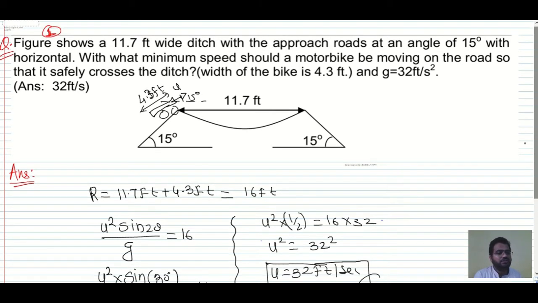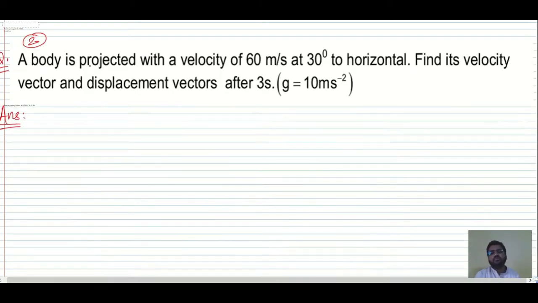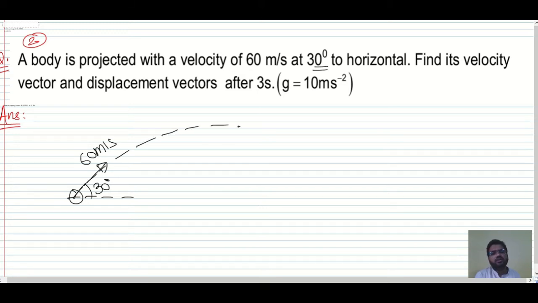Now the next question we have is: a body is projected with velocity 60 meter per second at 30 degrees to the horizontal. Find its velocity vector and the displacement vector after 3 seconds. This is the ball which is thrown with a velocity of 60 meter per second. With respect to horizontal, it is given as 30 degrees. It goes and will hit the ground somewhere here. We want its velocity vector and displacement vector.